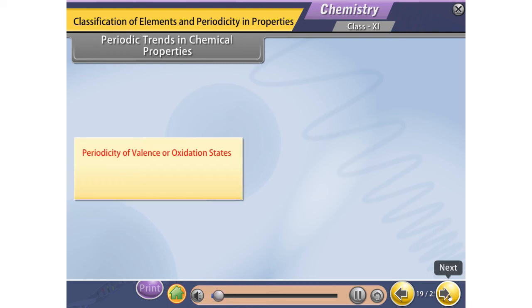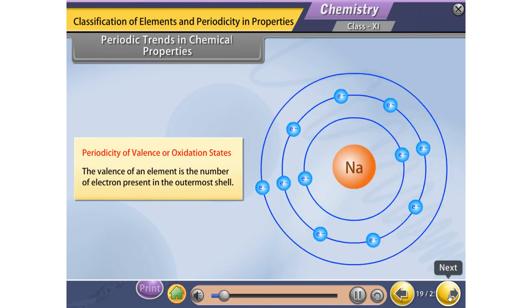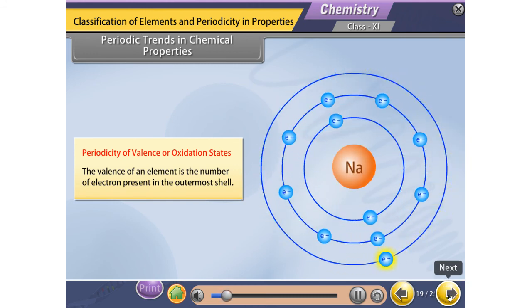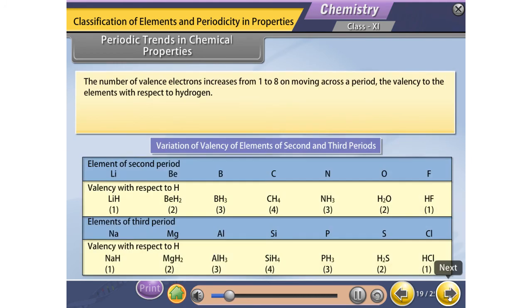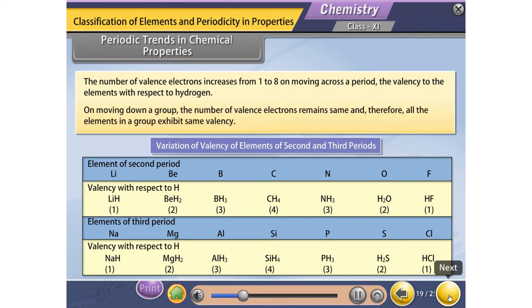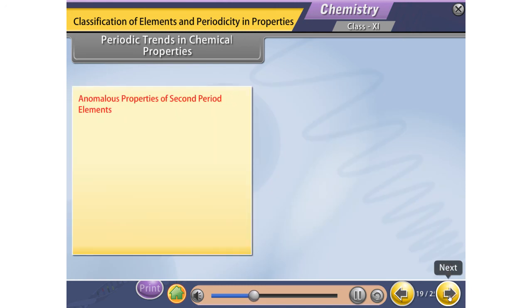Periodicity of valency or oxidation states. The valency of an atom is the number of electrons present in the outermost shell. The number of valence electrons increases from 1 to 8 on moving across a period. The valency of the elements is with respect to hydrogen. On moving down a group, the number of valence electrons remains the same and therefore all the elements in a group exhibit the same valency.